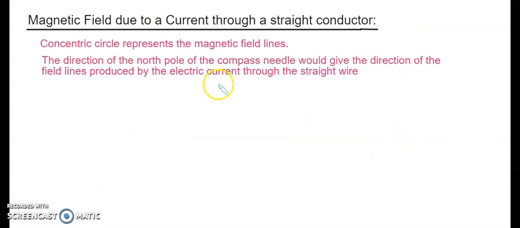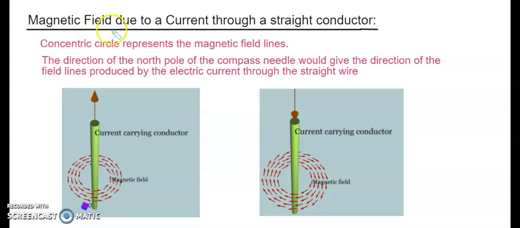Okay. The next which we are talking about is magnetic field due to current through a straight conductor. That means a metallic wire which is like a rod, and we allow current to pass through it and see how it behaves and what kind of magnetic field lines we get. First we look into the activity, and then we'll come back to this explanation.